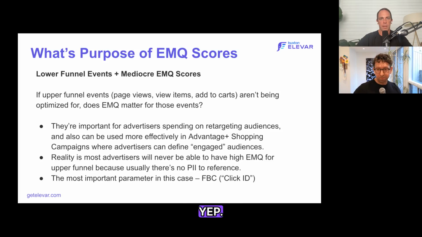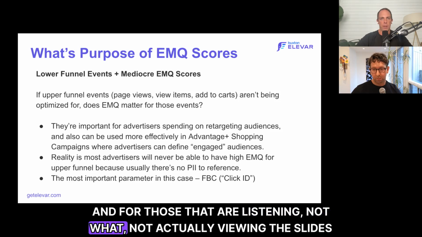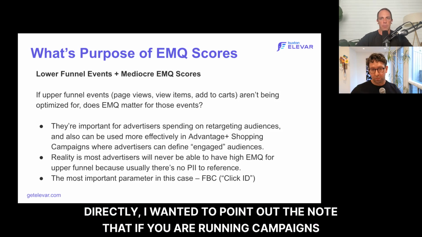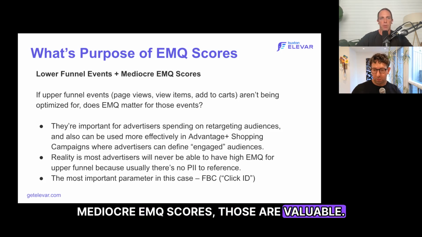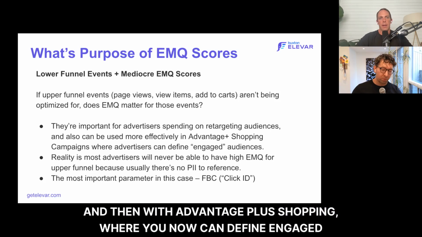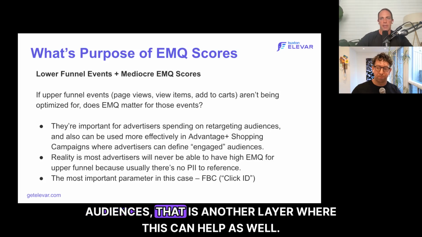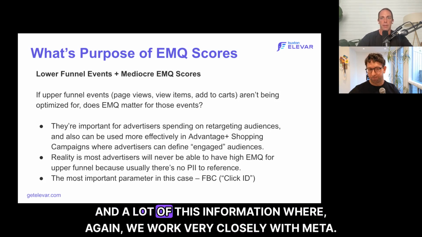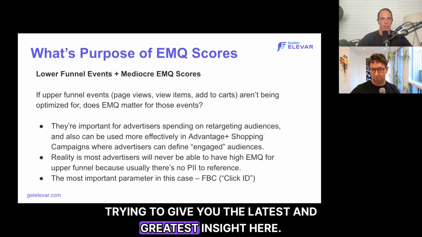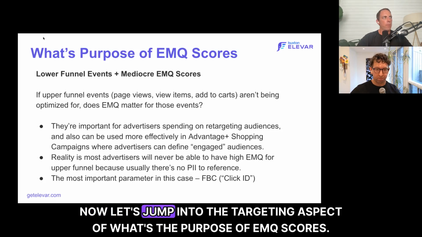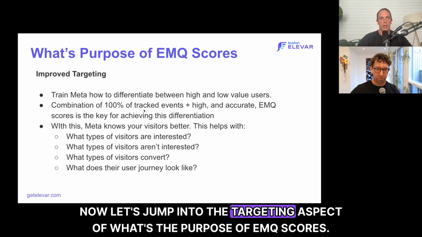And for those that are listening, not actually viewing the slides directly, I wanted to point out the note that if you are running campaigns against retargeting audiences, your upper funnel events with, again, mediocre EMQ scores, those are valuable. And with Advantage Plus shopping, where you now can define engaged audiences, that is another layer where this can help as well. We work very closely with Meta, so we're trying to give you the latest and greatest insight here. Now let's jump into the targeting aspect of what's the purpose of EMQ scores.